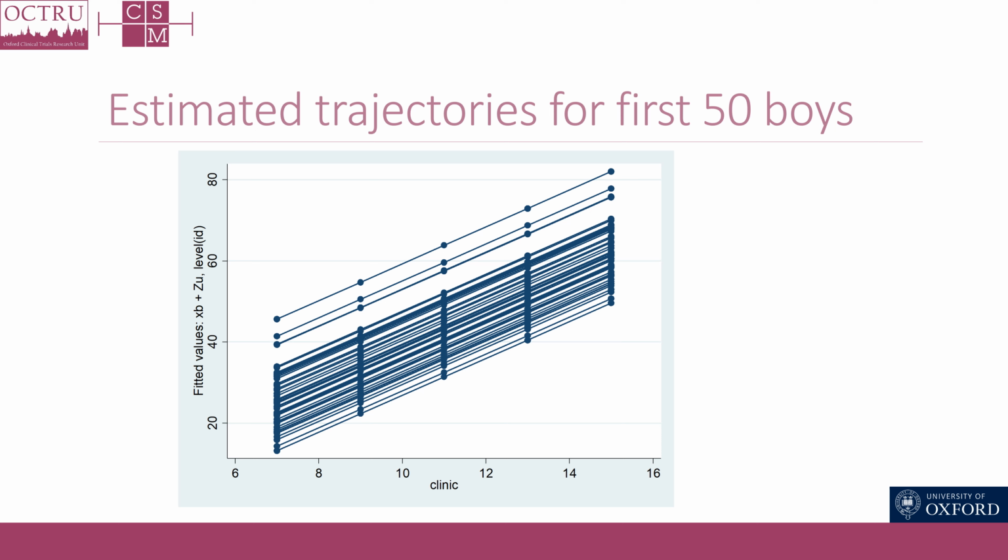Having estimated these models in data, we can produce predictions for each individual boy. And here we plot the first 50 from the 367 boys we have in our sample. These predictions are consistent with the model that allows each boy to differ at the first visit, but their trajectories are parallel to the population average trajectory.